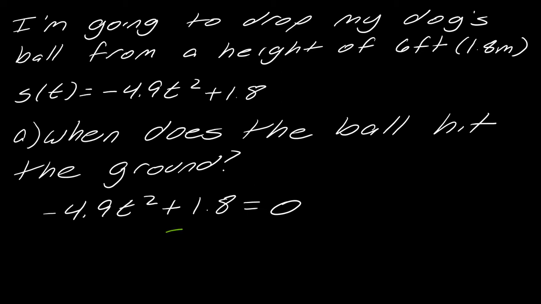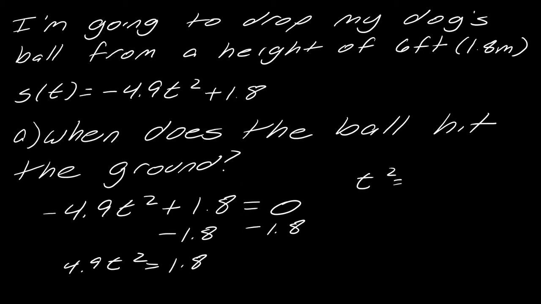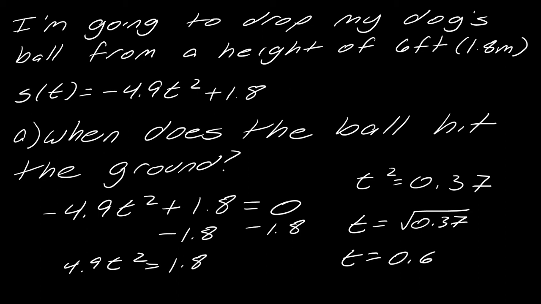So I would solve, let's see, I'll use the white color here, not the green color. I can subtract negative 1.8 from each side, and I'll make both sides positive by dividing each side by negative 1. Then I can divide both sides by 4.9. That comes out to 0.37. And then if I take the square root of that number, what I end up getting is that t equals somewhere around 0.61.